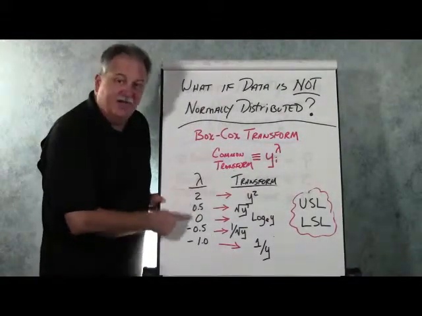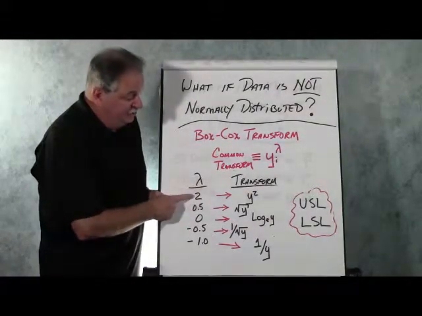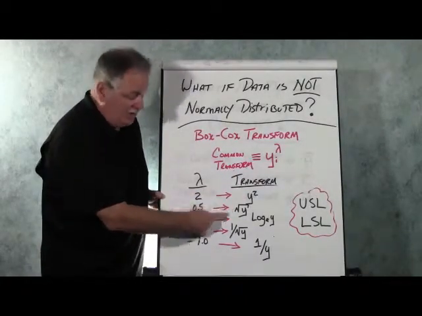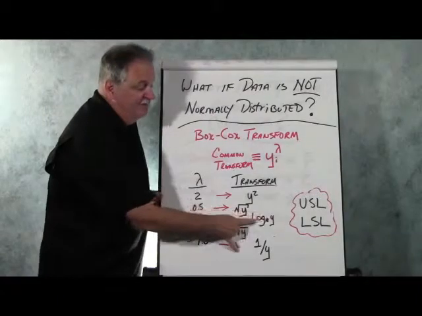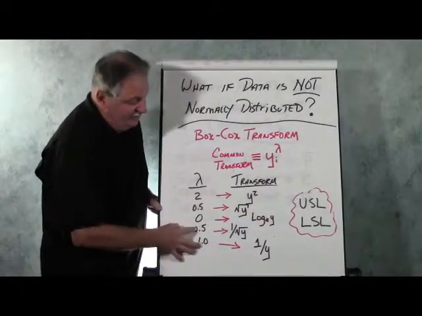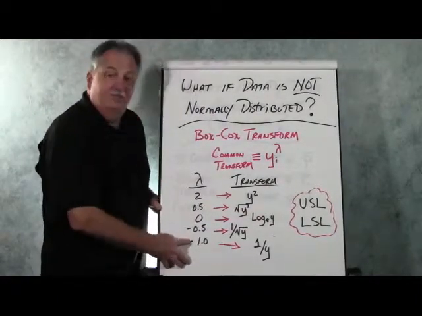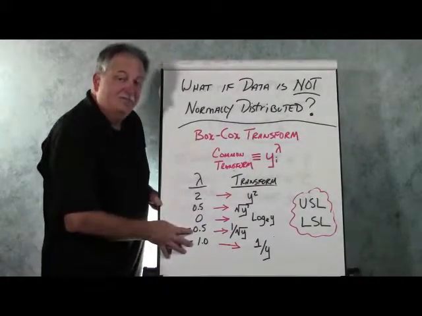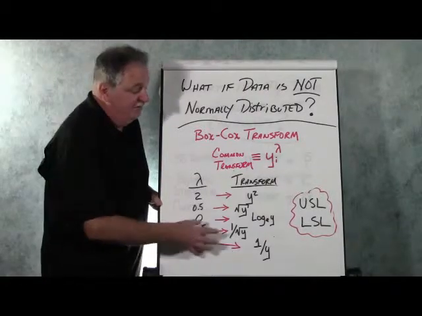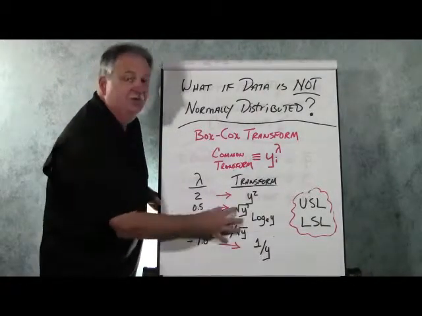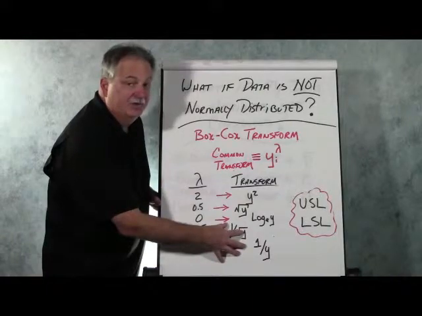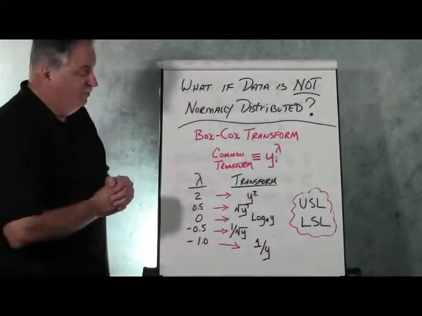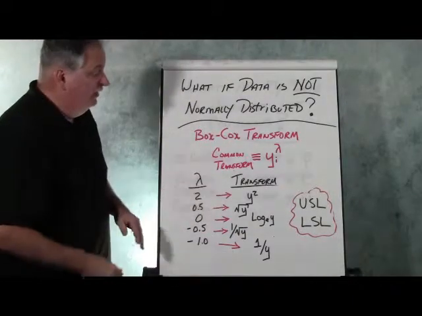If we stick to some common lambda values: 2, it's y squared. 0.5, square root of y. 0, natural log of y. Minus 0.5, 1 over the square root of y. Minus 1, 1 over y. So if we stick to these standard common transforms, it's very easy for us to undo what we did if we need to undo it. Also, it's easier to understand the transform that we just pulled off, and it's easier to calculate.